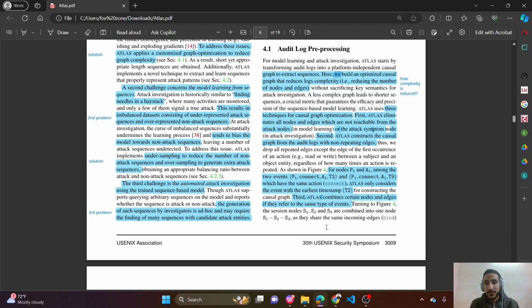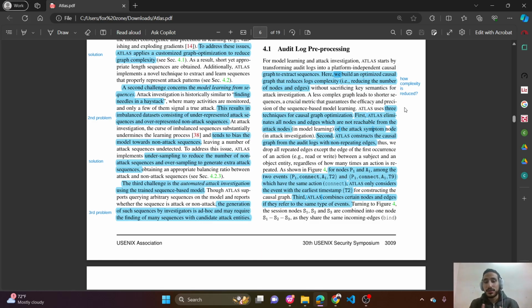take that much time. So how is the complexity reduced actually? It's written here that we build an optimized causal graph to reduce the log's complexity, which means reducing the number of nodes and edges. So this is how it is reduced. And there are three techniques for graph optimization. The first technique is to eliminate the nodes and edges which are not reachable by the attack nodes. Let's assume that we have an attack node and there are millions of other nodes, but this attack node does not have a path to the other nodes. So we don't have to give much care about the other nodes. If they are not reachable, I'm going to discard them from my model.